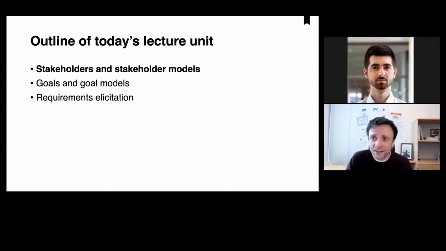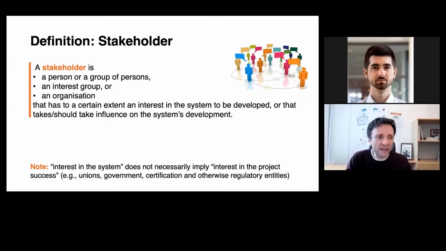So let's start with what is a stakeholder. Now, a stakeholder is a person or a group of persons, an interest group or an organization that has, to a certain extent, an interest in the system to be developed, or that otherwise may or may not take an influence on the system's development.